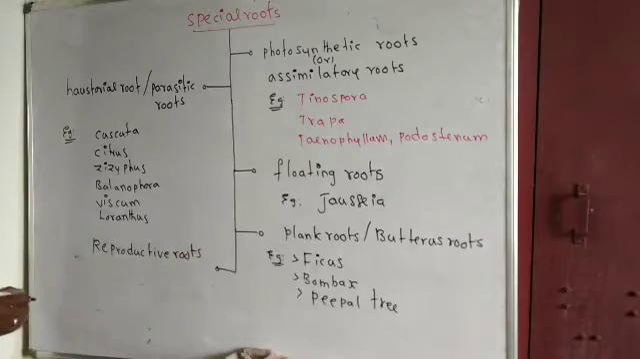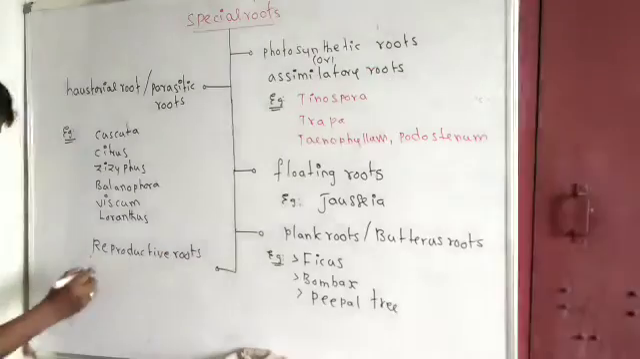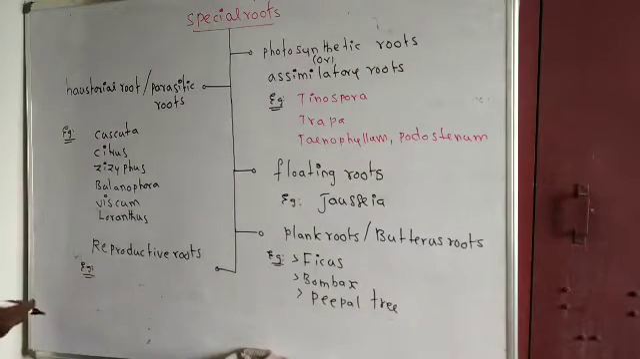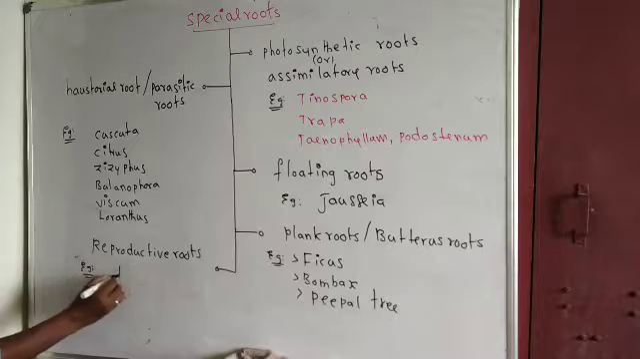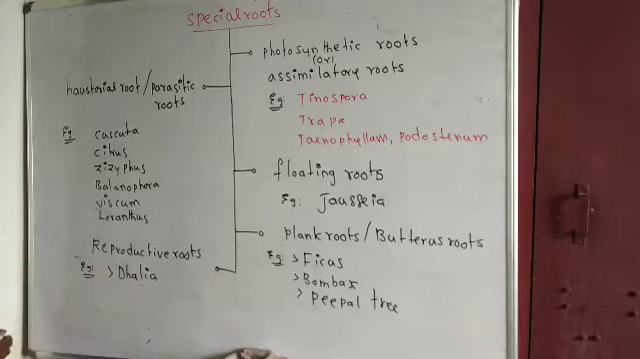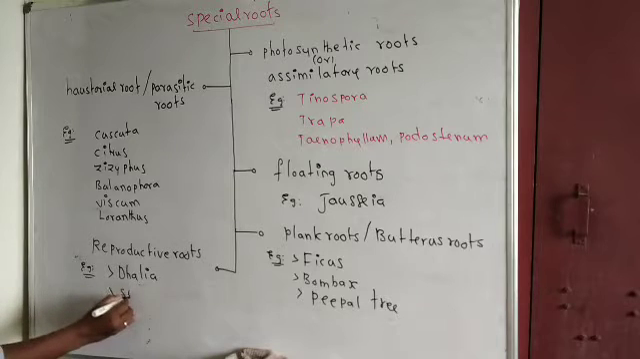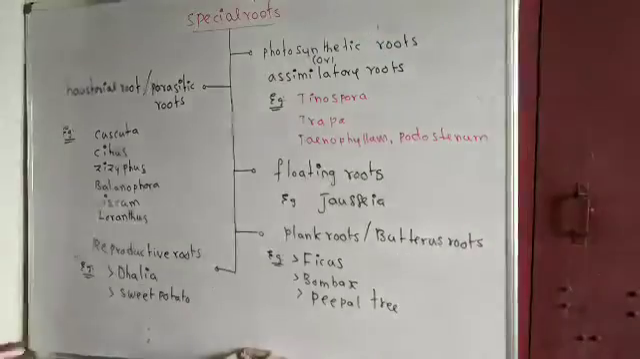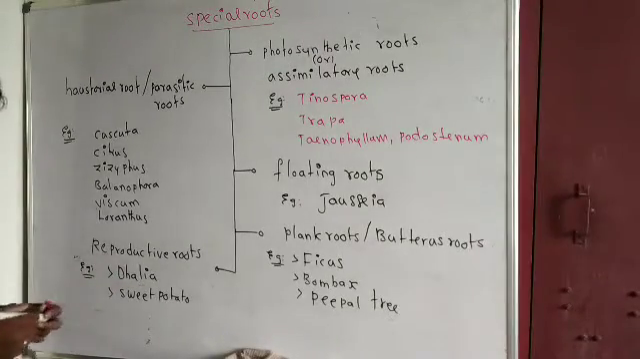Next one is reproductive roots. They are involved in the reproduction process, so they are called reproductive roots. Example, dahlia, importance, yes, and sweet potato. They are involved in the reproduction process.